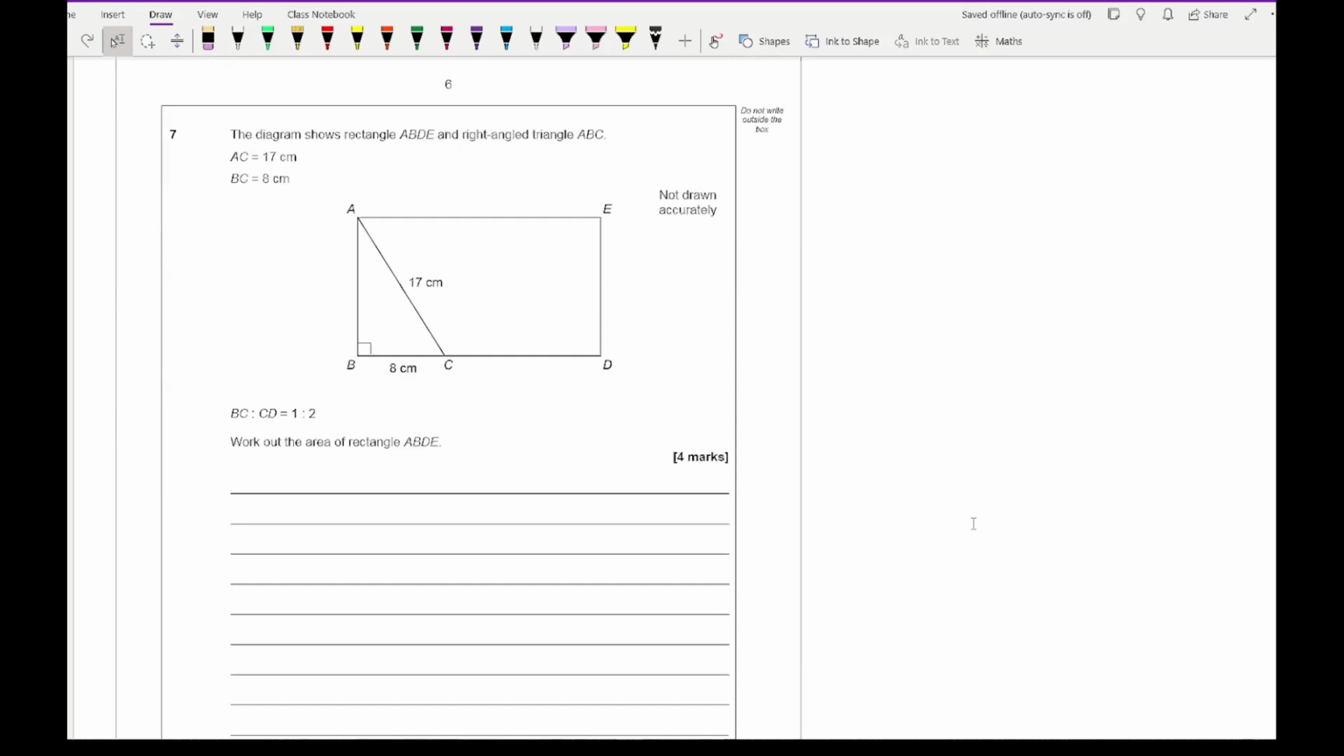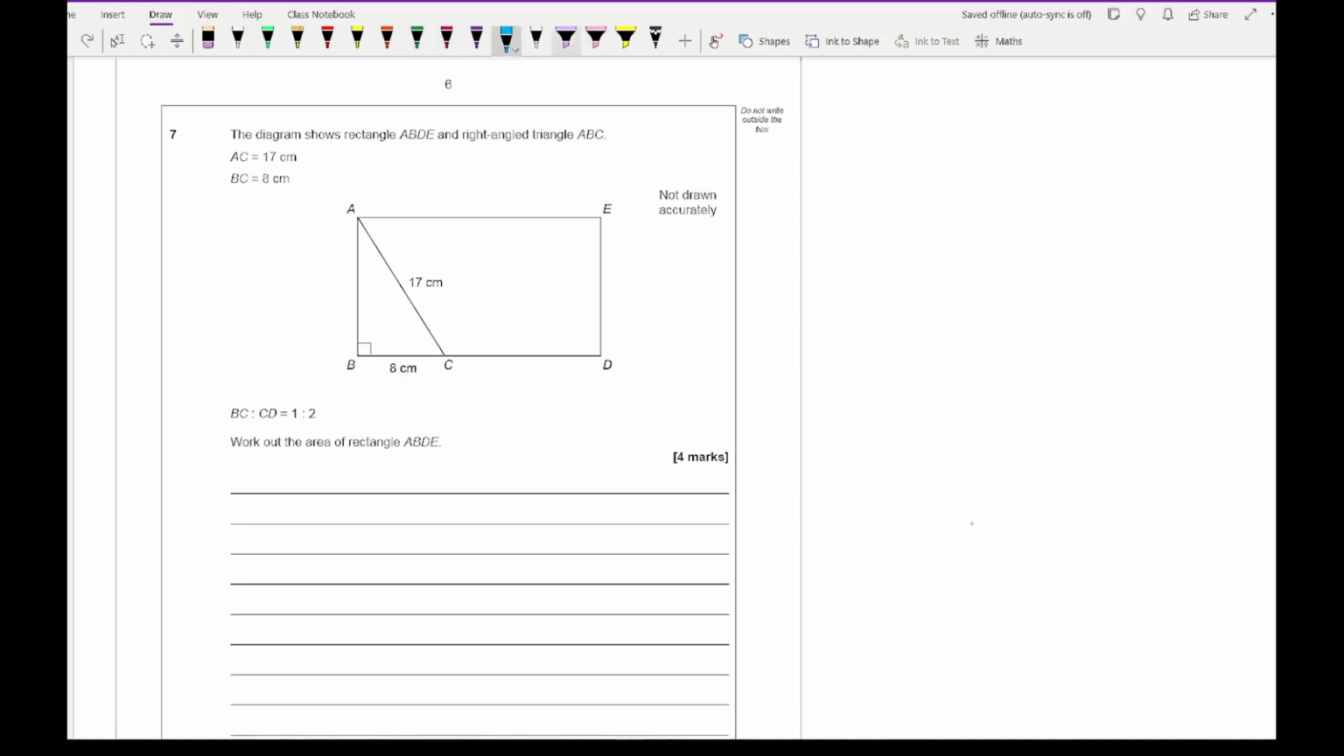Then looking at question 7, it says the diagram shows a rectangle ABDE and a right angle triangle ABC. A to C is 17 centimeters and B to C is 8 centimeters, and we've got B to C to C to D in the ratio of 1 to 2, and the question is asking us to work out the area of the rectangle. Now for this, I need to know what the height and the length of that rectangle is.